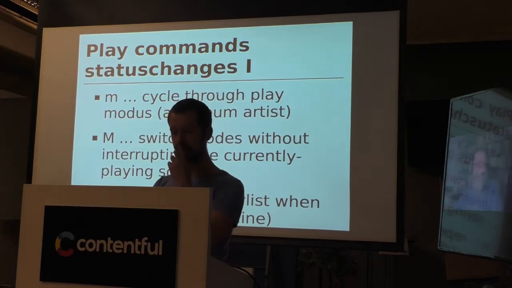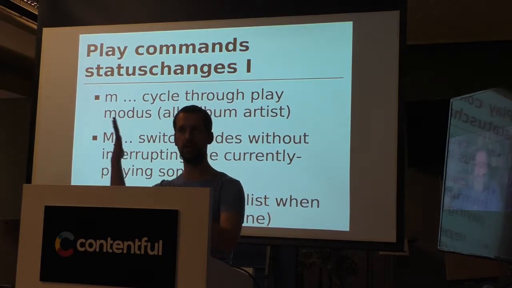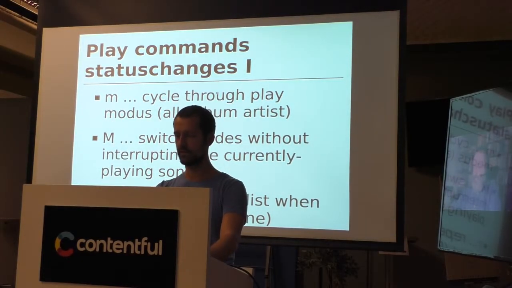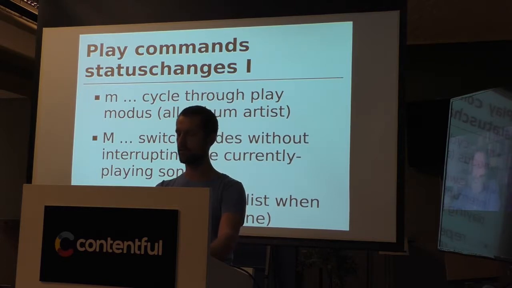Okay, then CMUS has different play modes. When you press M, you cycle through all the play modes you have. The first mode is all, so play everything which is in your list. Then the next mode is album, so just play all the albums of a certain artist. And of course you can also have a play mode where you just want to play the songs from a certain artist. Okay, then there are different minor things like pressing capital M, which changes the mode without interrupting the currently playing song.